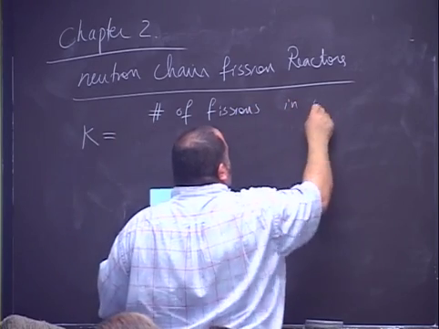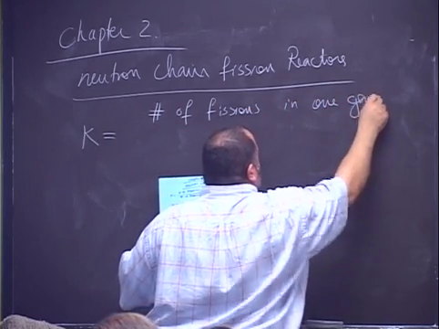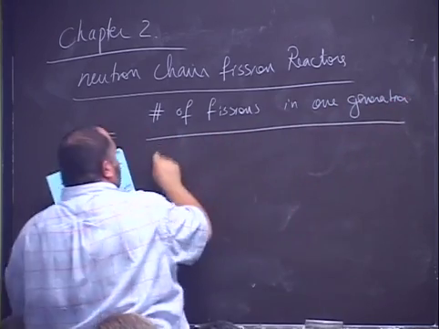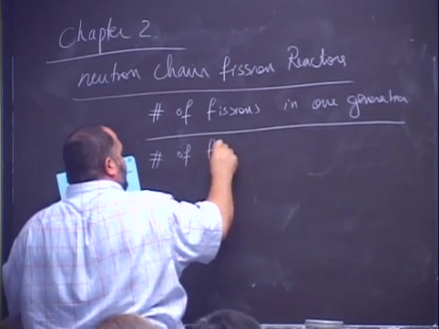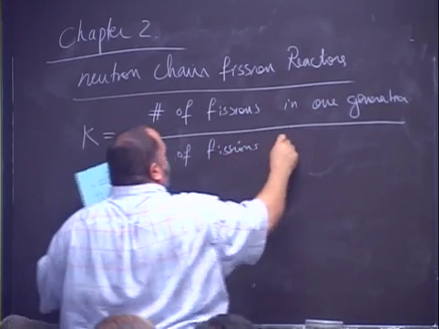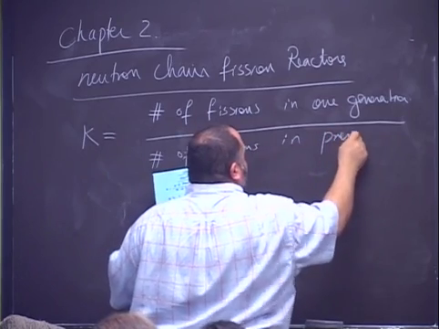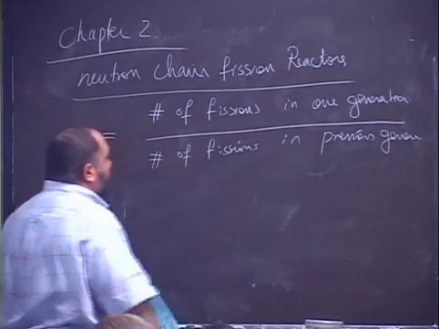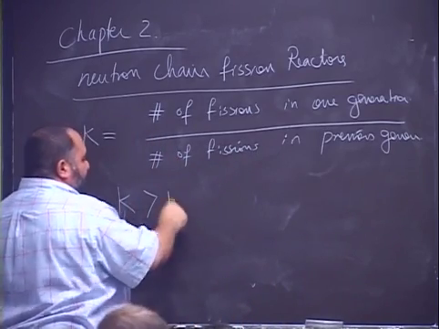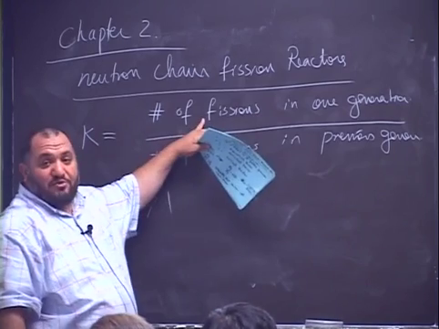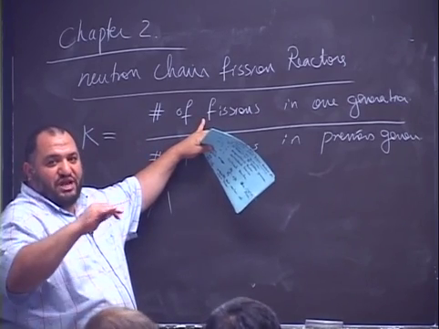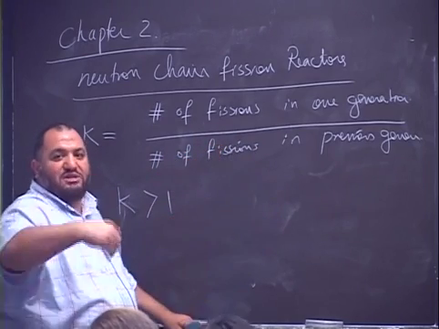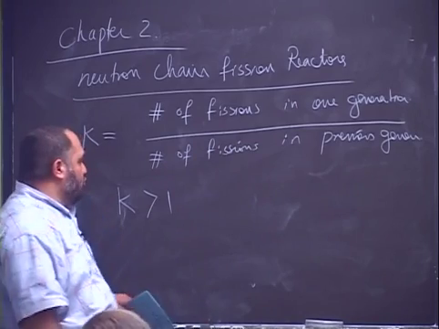The criticality factor is defined as the number of fissions in one generation divided by the number of fissions in the previous generation. So if K is greater than 1, this means that the number of fissions in this generation, the nth generation, is greater than in the nth minus 1 generation. So I am building more and more neutrons, and this is called a supercritical system.